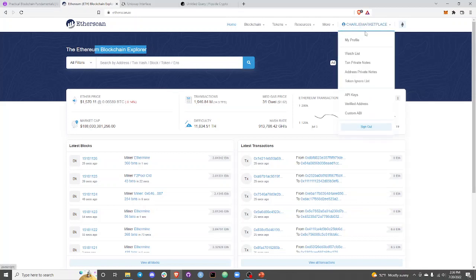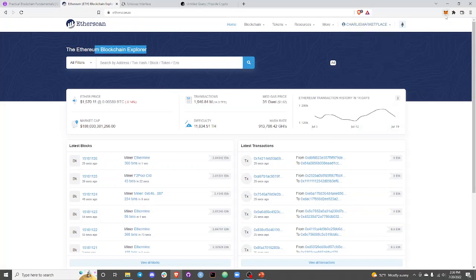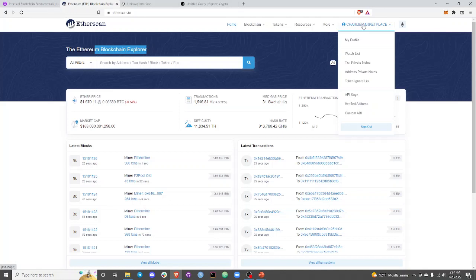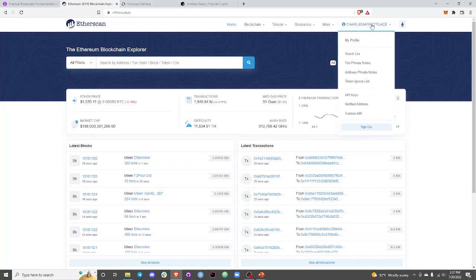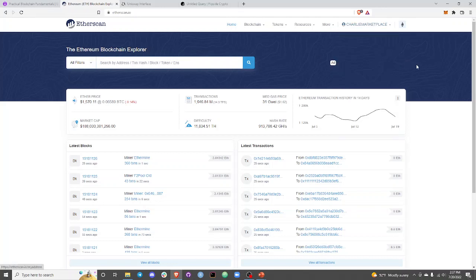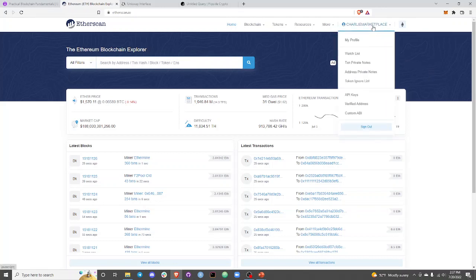You'll notice I have similar names all over the place. You saw my wallet was Charlie Marketplace. Here's Charlie Marketplace, my login. I own charliemarketplace.eth, which is like an Ethereum Name Service. That's what ENS stands for. I'm not going to get too much into ENS and things like that, but I do recommend making an account. It lets you do things like a watch list. So lots of really cool stuff.